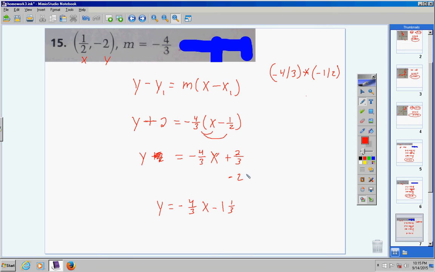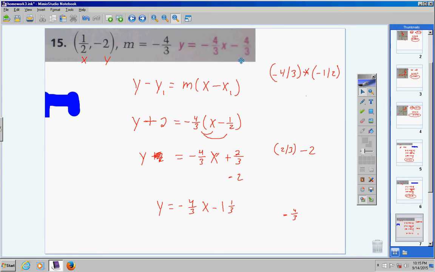If you struggle with fractions, then with your calculator, type in 2 divided by 3, put it in parentheses, and then minus 2, and then hit enter, and you're going to get 1.3 repeating, and then hit math, enter, enter, and you'll get negative 4/3 is what your screen will say. And you can put negative 4/3 here. In fact, the answer has negative 4/3. I don't care if you put negative 1 1/3 or negative 4/3.